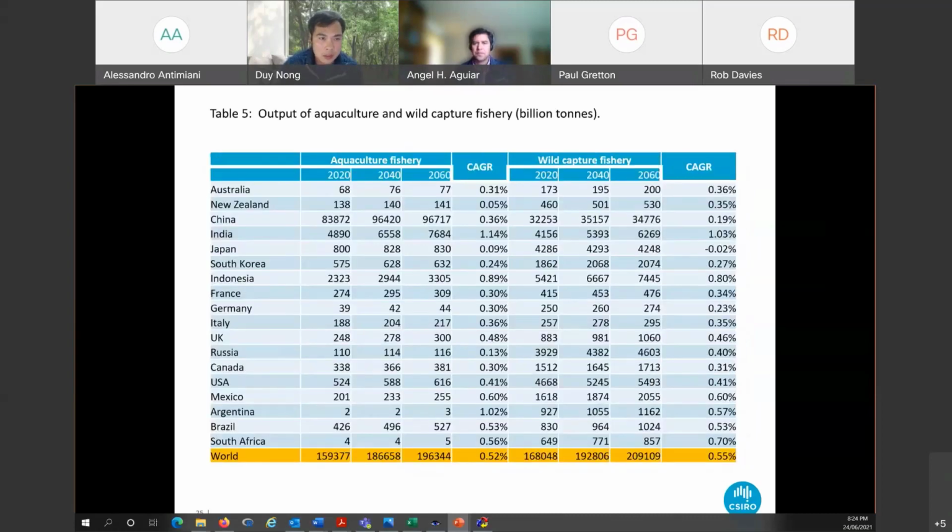And we also look at the output of aquaculture and wild capture fishery, with values measured in billion tons in this instance. We see that many countries increase the output of both aquaculture and wild capture fishery. Only the wild capture fishery slightly decreased in Japan, and we think it might be because of climate change impacts that affect the harvest in Japan during the period. But maybe in the future we need to look at the literature to see whether it makes sense or not. But overall, on the global scale, the world level, the compound annual growth rate is about 0.5%.